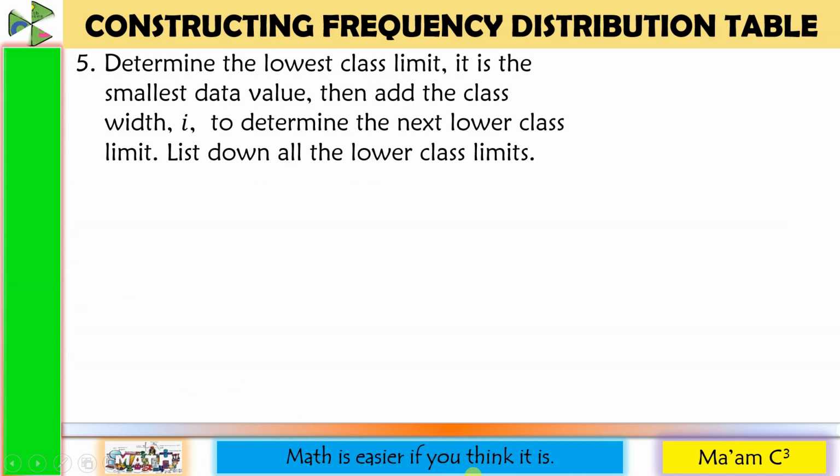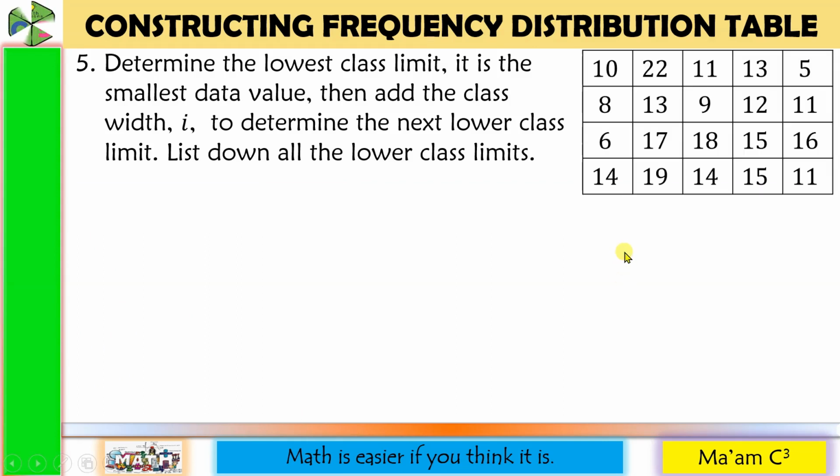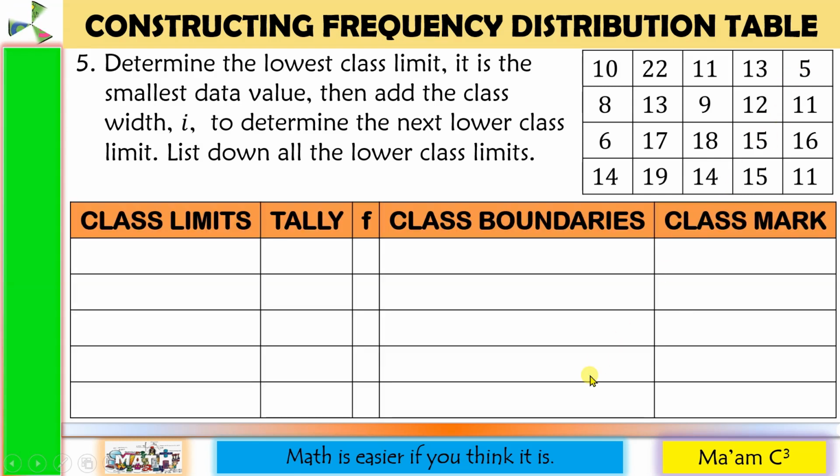Next step is step 5. Determine the lowest class limit. So let's recall again our observations. Our lowest class limit is the smallest data value, and the smallest data value here is 5. So let's have our table, and our lowest value is 5, so we'll write 5 here. This is the lowest class limit.